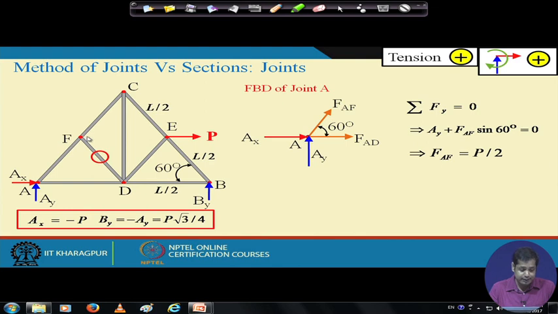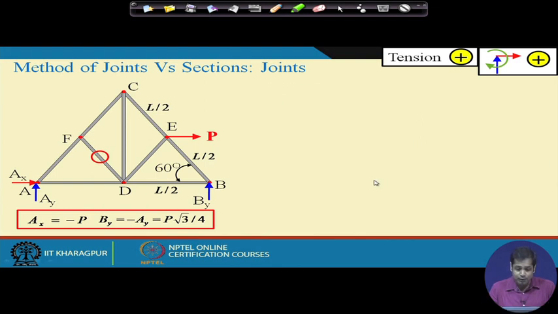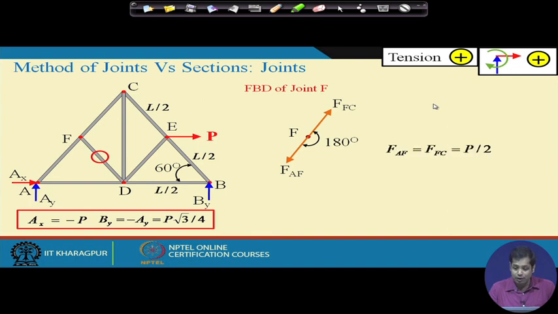Now next, take the joint free body diagram of joint F. If we draw the free body diagram of joint F, then this is member force AF, this is member force in FC, and their line of action is the same. Since FD is a zero force member, it is not shown here. From this free body diagram it is obvious that since their lines of action are the same, in order to maintain equilibrium these two forces need to be the same and in opposite direction. So directly, without writing summation of Fx equal to 0 and summation of Fy equal to 0, we can say that this force and this force are the same. Since we have already determined the member force in AF, the member force in FC is equal to P/2.